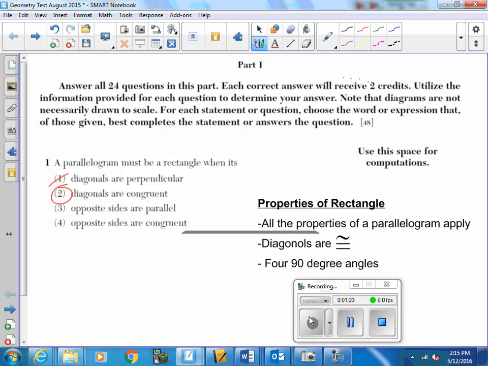Opposite sides are parallel. Well, if you look at a rhombus, the opposite sides are actually parallel, but it cannot be called a rectangle. So you want to make sure and be careful about that. And also number 4, the opposite sides congruent. Again, with a rhombus, the opposite sides are congruent, but it is not a rectangle, so just be careful. Okay?